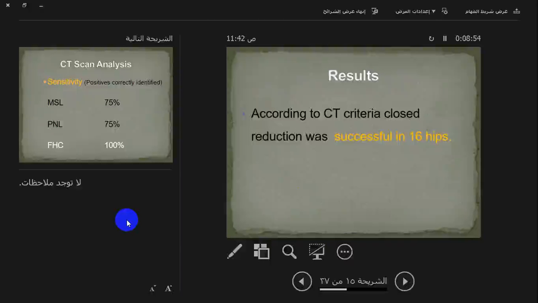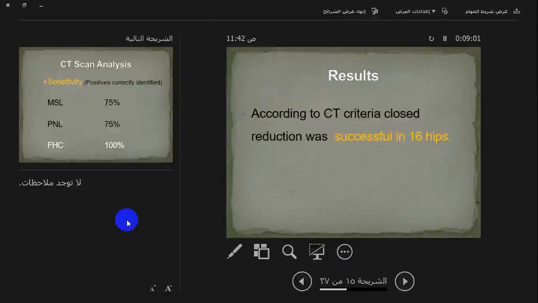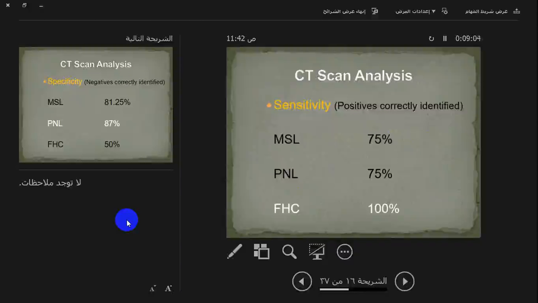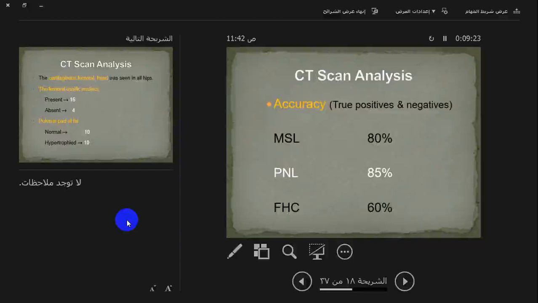According to CT criteria, closed reduction was successful in 16 hips. Sensitivity, which are the positives correctly identified, was highest with the femoral head coverage. Specificity, negatives correctly identified, was highest with the posterior neckline, followed by the modified Shenton line. And accuracy, true positives and true negatives, was highest with the posterior neckline.